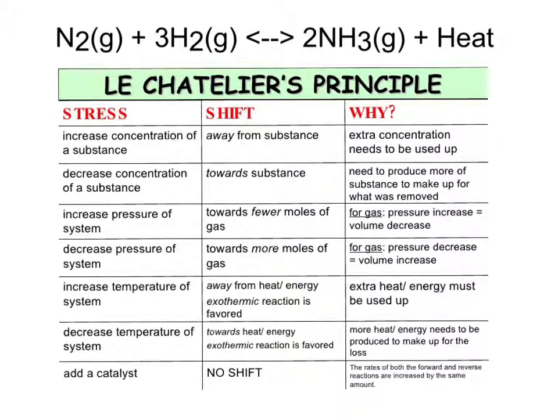The last thing we have to make sure we understand is the catalyst. The catalyst is fairly straightforward. If we add a catalyst, there is no shift no matter which way you go. Right? Add as much catalyst as you want because it just affects the rate of forward and reverse reactions the same. So if it affects everything the same, there's no shift in equilibrium.